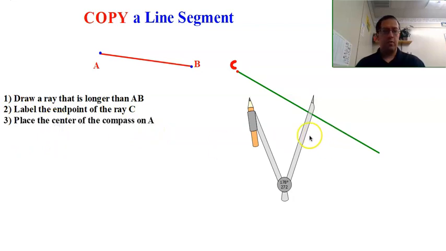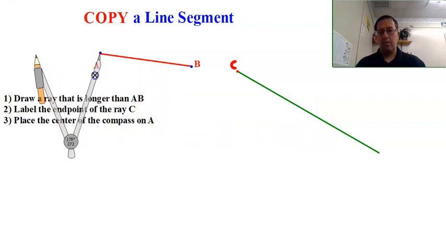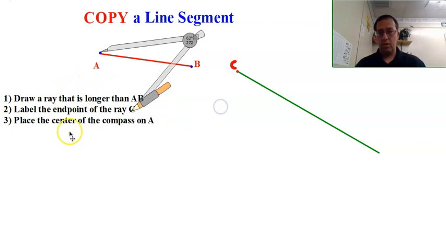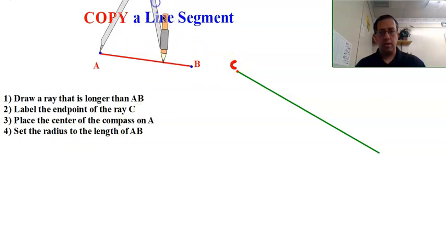Place the center of the compass on A. The center of the compass, that's the stabby end of the compass. Or if you have a software that makes circles, that's the center of the circle. Let's move that away so I can read this. The center, the stabby end of my compass, is on point A, right there. Set the radius to the length of AB. So I want the pencil end over here at B. If I'm in a software that's drawing circles, I want the radius of the circle right here, so when I draw a circle, it'll draw a circle right there through point B.